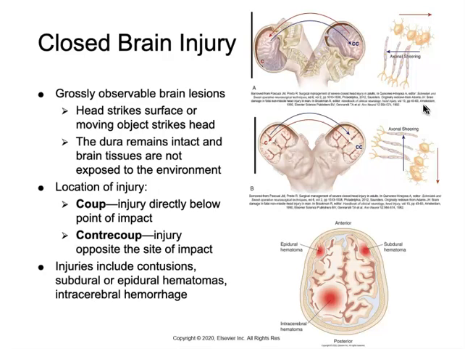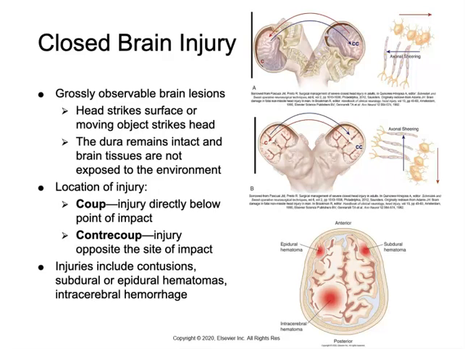Now, the location of that impact is going to be important. So that injury will happen directly beneath where that impact is. So if we, let's say, have a car accident and we hit our head against that airbag, or if the airbag didn't go off and we hit our head onto the dashboard or steering wheel, we will have a coup injury. So I know it has a P there, but it's pronounced coup. And so we might have injury to that frontal lobe that we hit against, let's say, our steering wheel or the dashboard.